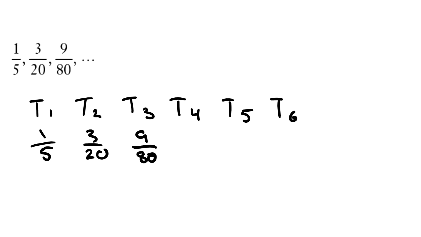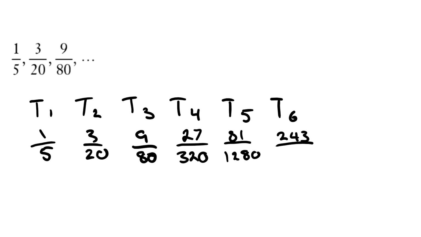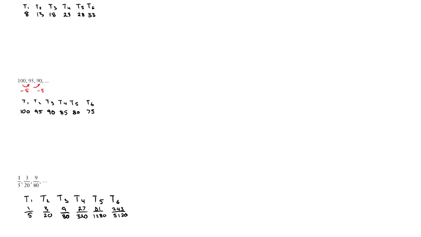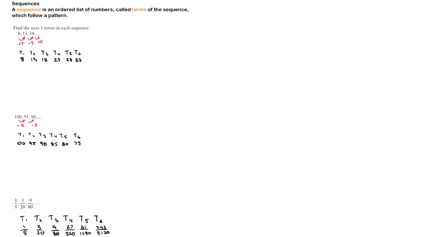So we can see that we're timesing each term by 3 over 4, which means my next term, term number 4, will be 27 over 320. Then we have 81 over 1,280, and then our final one will be 243 over 5,120. All right, so as you can see for these sequences, you're looking for a pattern, and then to find further terms, you're just continuing the pattern on.